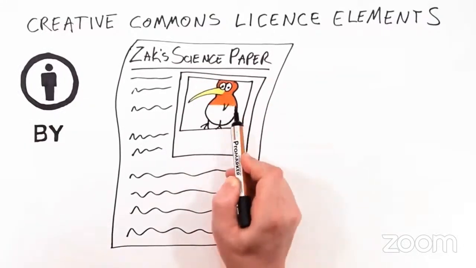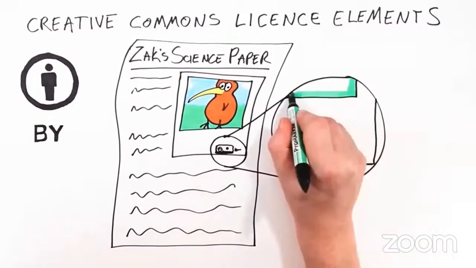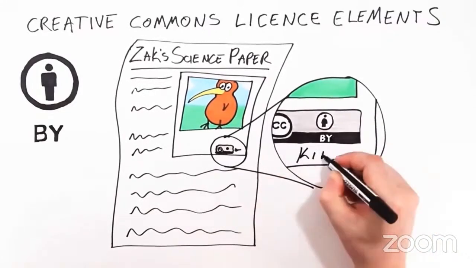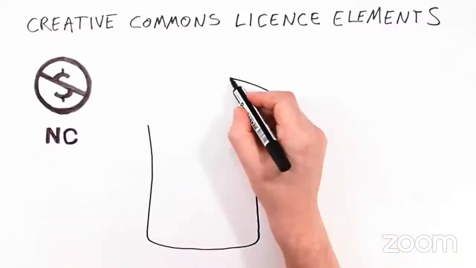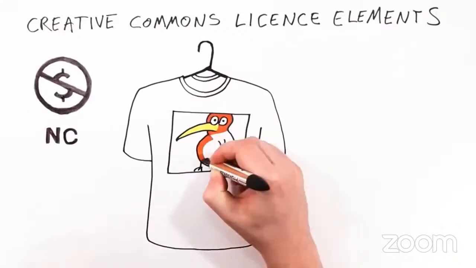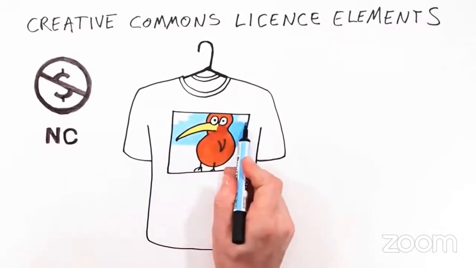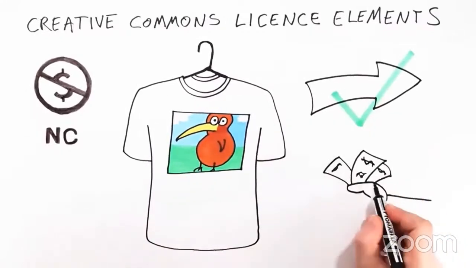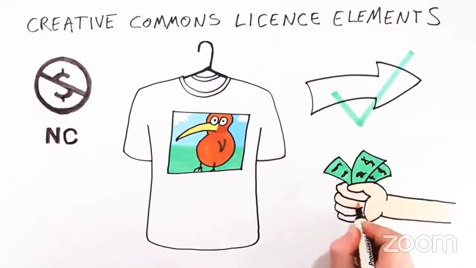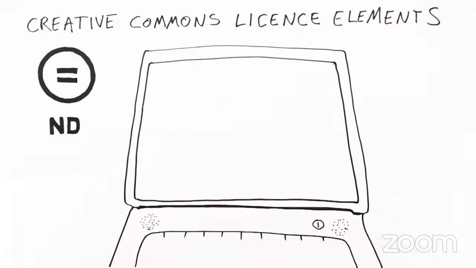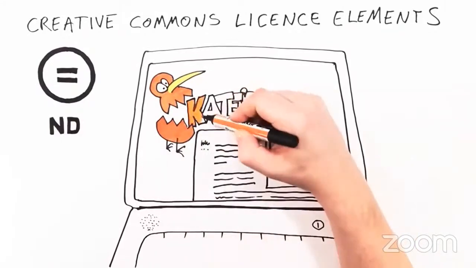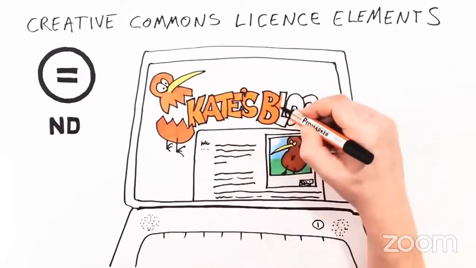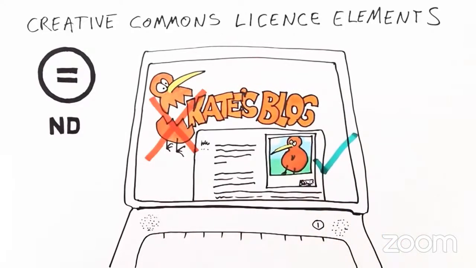This is attribution. It means that Zach must acknowledge Kiri when he publishes his science project containing her photo. This is non-commercial. It means no one else but Kiri is permitted to make money from CC Kiwi. Tim wants to print the photo onto T-shirts and distribute them to friends. He can do this, but he must not sell them. This is no derivatives, and it means that Kiri hasn't given permission to change her photo. Kate can use CC Kiwi on her design blog, but will need to ask Kiri before retouching or mixing up the image.